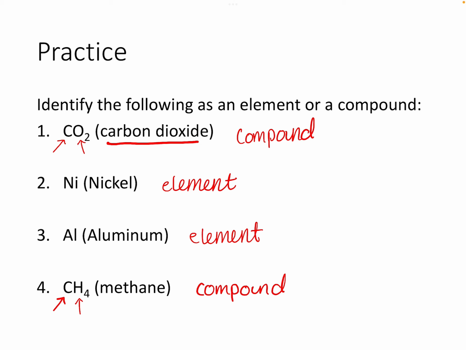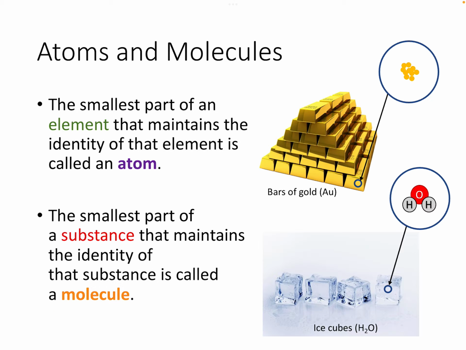Now, there is another way that we can describe these compounds or elements, and that's in terms of atoms and molecules. So the smallest part of an element that maintains the identity of that element is called an atom. So, for example, earlier we saw the example of helium, which is an element. Now, normally there isn't just one single helium, right? We usually have a bunch of helium. And if we were able to just isolate one single helium, that would be an atom.